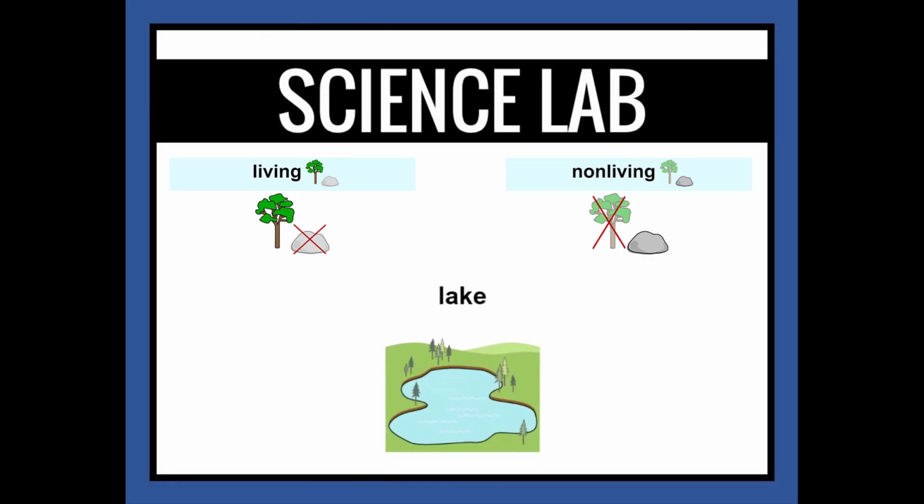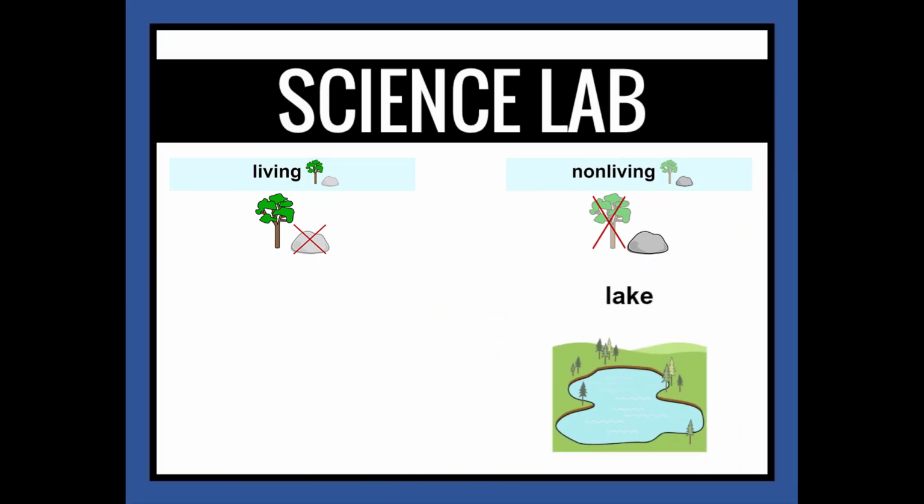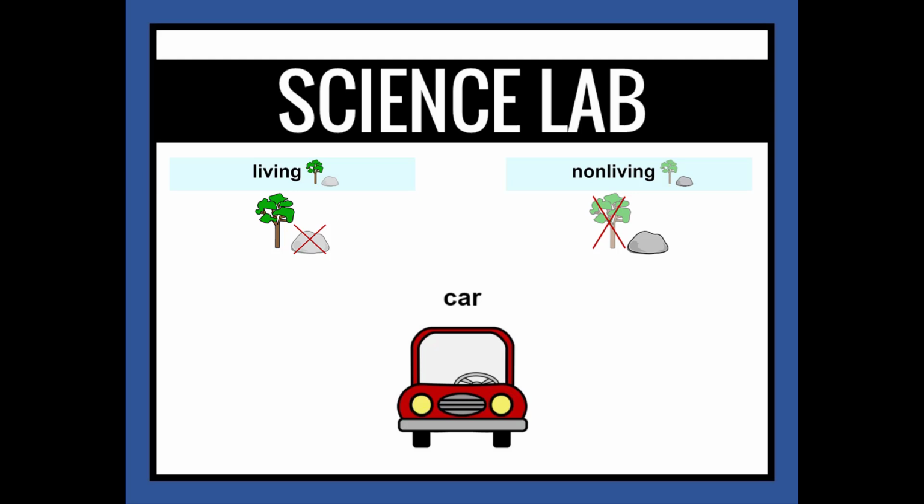Our next item is a lake. Is a lake a living thing or a non-living thing? This one is a little tricky. This item is a non-living thing. There may be living things in and around the lake, but a lake does not breathe, eat, grow, move by itself, or reproduce.